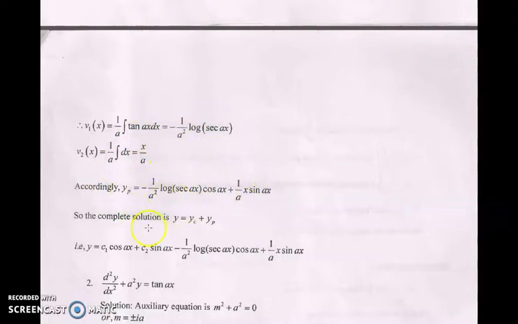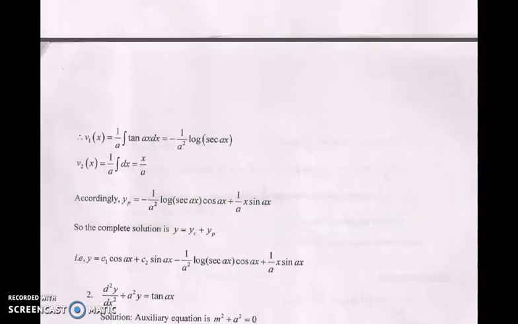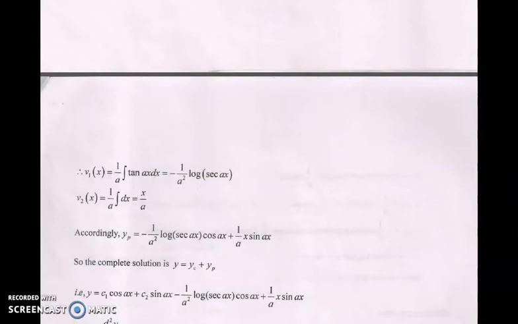When we find the general solution, it is the complementary function plus the particular integral, yc plus yp. So we write yc as c1 cos ax plus c2 sin ax, and yp is minus 1 by a square log sec ax cos ax plus x by a sin ax, nothing more. So that's all for the first example.